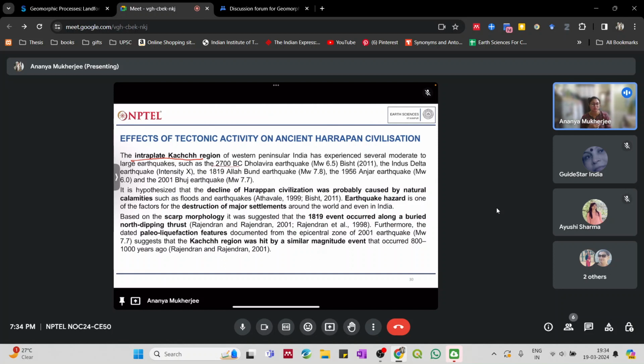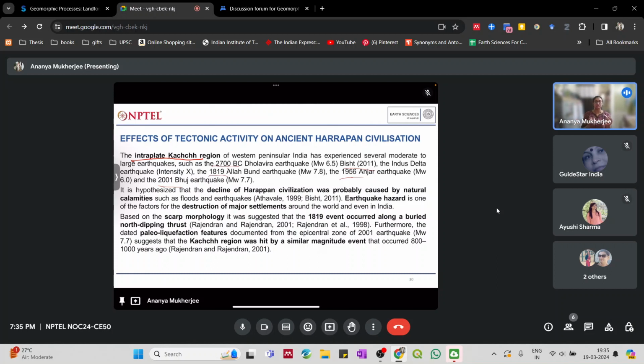Then after that there is the 1819 Allah Bund earthquake, the 1956 Anjar earthquake, the 2001 Bhuj earthquake, and the 2011... sorry, these are the references. So the major earthquakes that have been recorded or studied in this area are the 2700 BC one, 1819, 1956, and the 2001 earthquake.